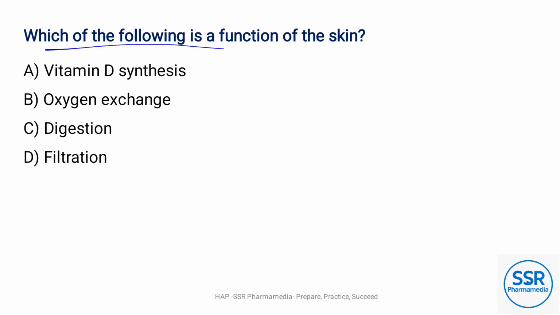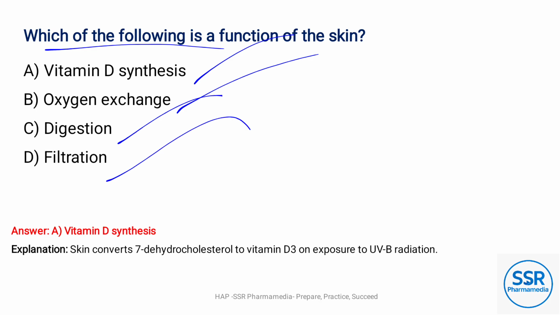Which of the following is a function of the skin? Option A, vitamin D synthesis, option B, oxygen exchange, option C, digestion, option D, filtration. So the answer is option A, vitamin D synthesis. Skin converts 7-dehydrocholesterol to vitamin D3 on exposure to UVB radiation.